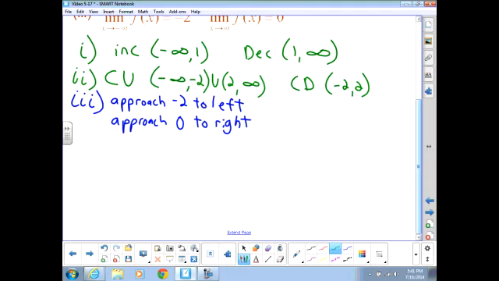So if we're switching from increasing to decreasing at 1, an increase to decrease switch is a max. So we can help get this plot going by drawing a max at an x value of 1. So we'll pick a value somewhere up here.